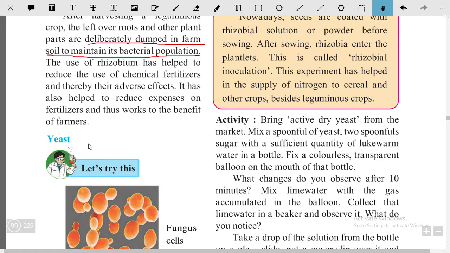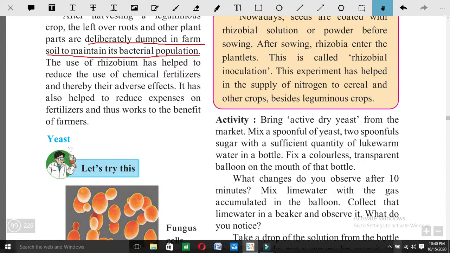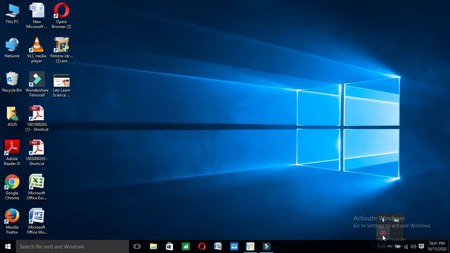Now the next microorganism is yeast, and we will see more information about this microorganism in the next video. Okay.